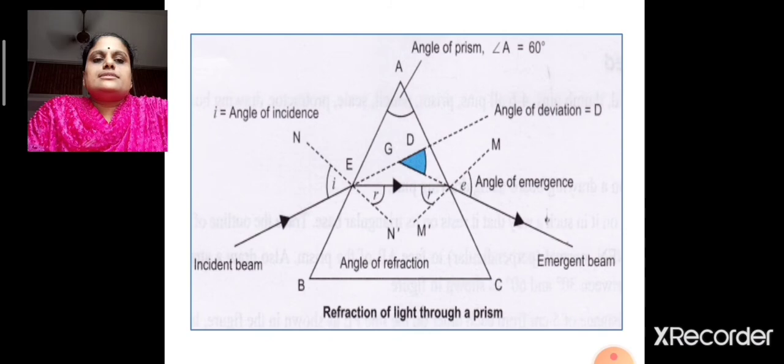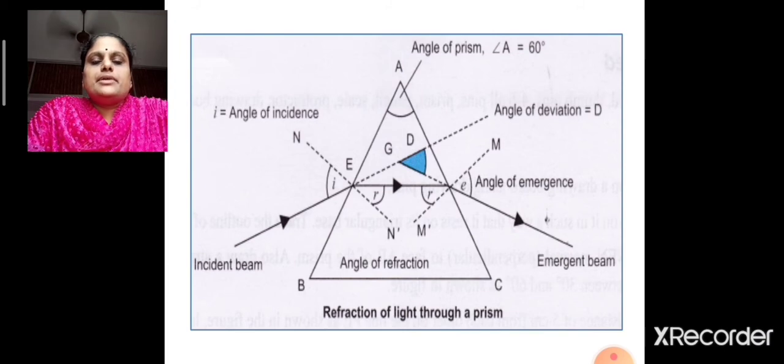Now let us discuss the refraction of light through a triangular glass prism. Let us take a triangular glass prism ABC. Let this be an equilateral triangular prism, that is, the angle of the prism is equal to 60 degrees. Angle of the prism refers to the angle between any two of its lateral faces.